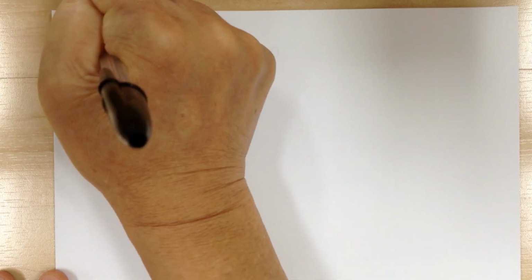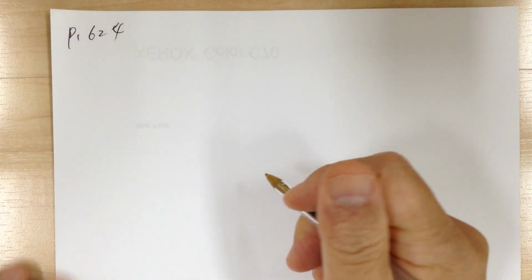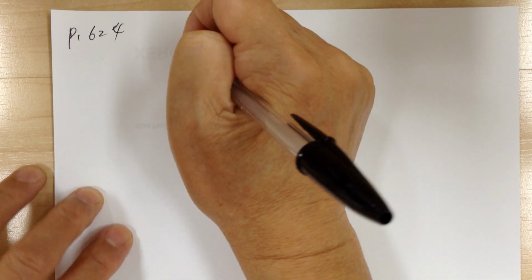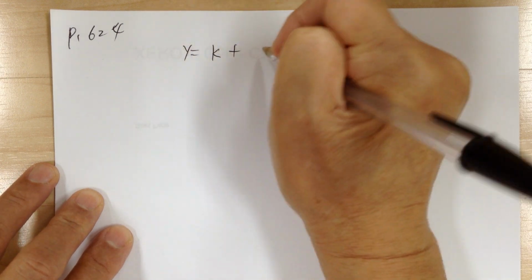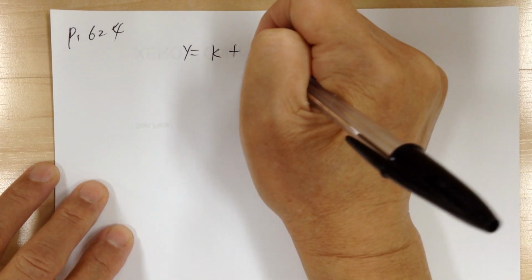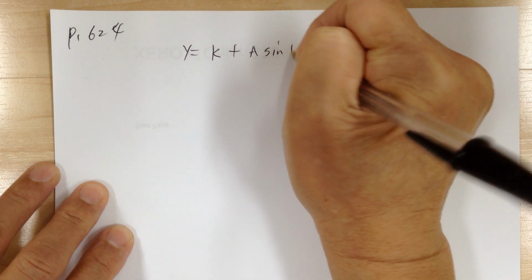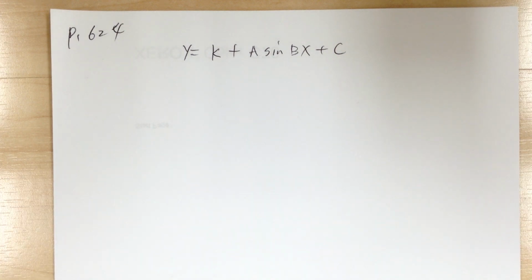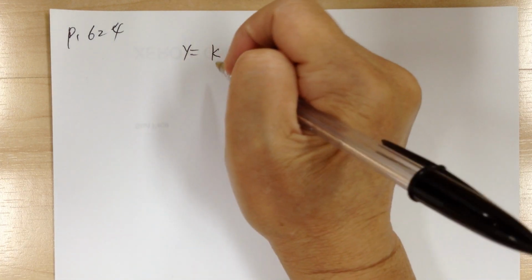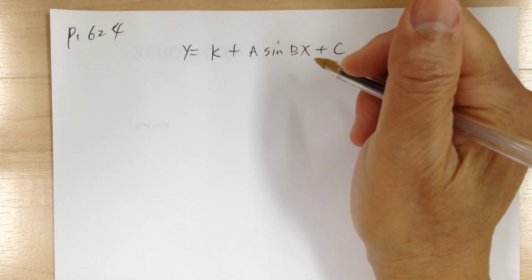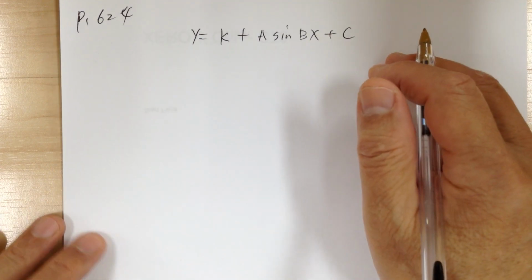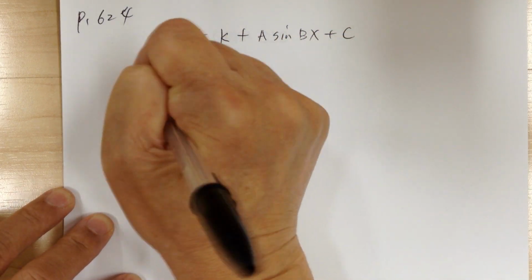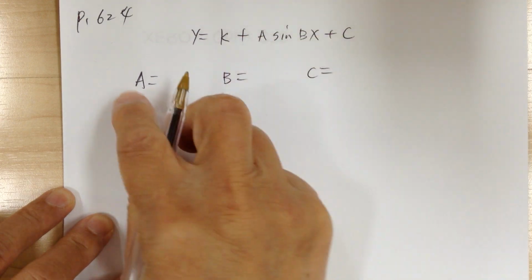On page 624, as you progress, you're going to come across a function like this: y equals k plus a sine of bx plus c. So you've got all this stuff. When you're doing the graphing, you want to get all the things together, and it helps if you write down all your information. So you're going to have A, B, C. It's easy to remember: A, B, C, right?